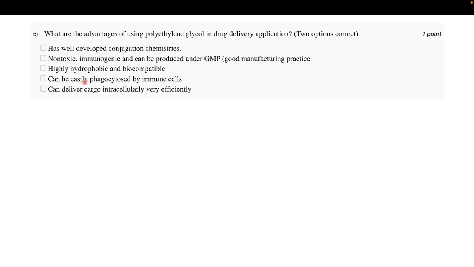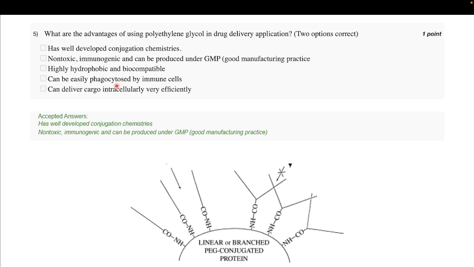Since it is not very easily phagocytosed by immune cells, it cannot be used for delivering your drug intracellularly very efficiently, because your immune cells or other cells will not be able to take this up because of the nature of these PEG chains. We won't be able to deliver the cargo inside the cell. So the only two correct options are the first two. People who answered various different options, I hope it's clear now.